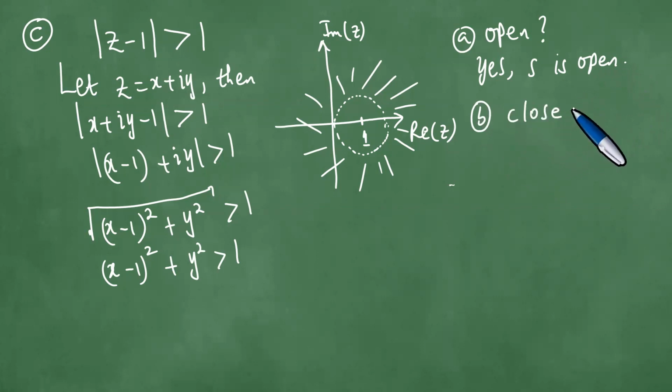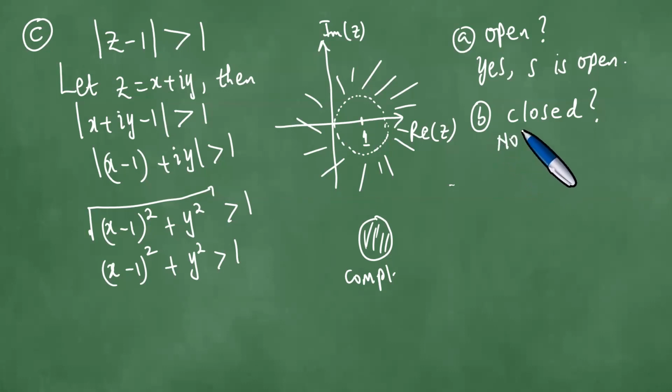B, we ask the question, is it closed or not? Well, a set is closed if its complement is open. So what is the complement of these? The complement is going to be the boundary and also the interior. And clearly this is closed, so this will be the complement. So to answer that question, it is very clear that this set is not closed. Not closed.